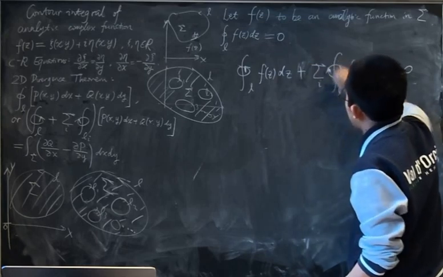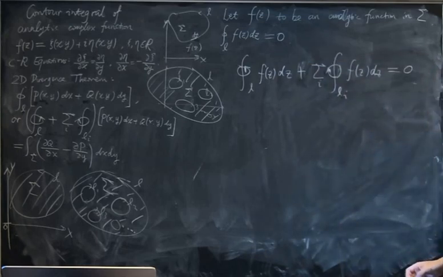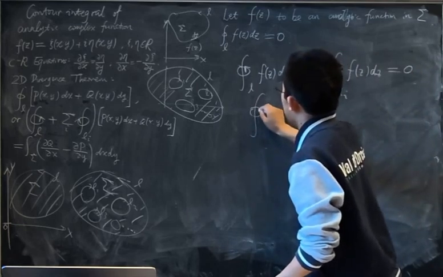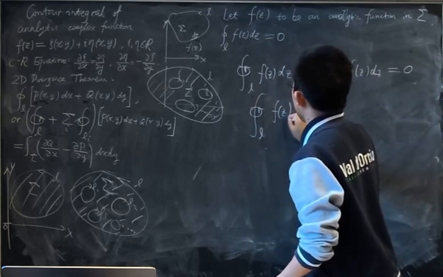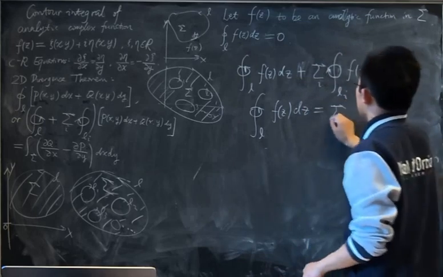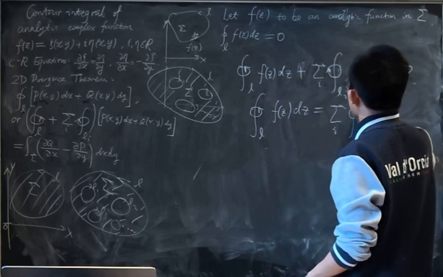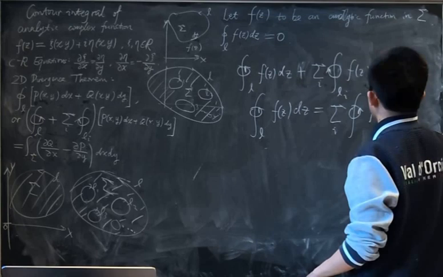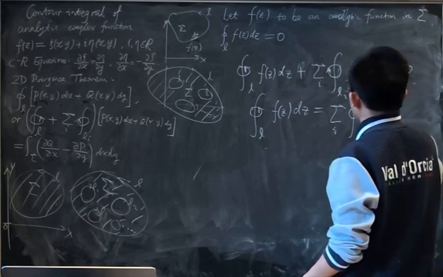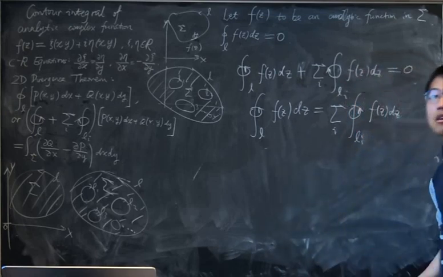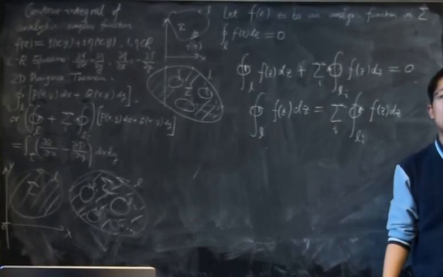So for this conclusion, I can write it in an equivalent way. It's just that the integral over the big loop equals the sum of the integrals, still in the counterclockwise direction, along all the inner loops.